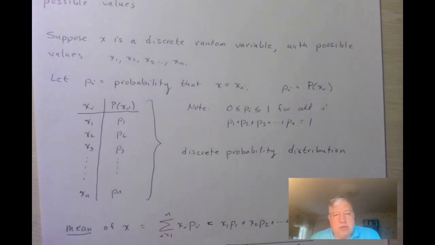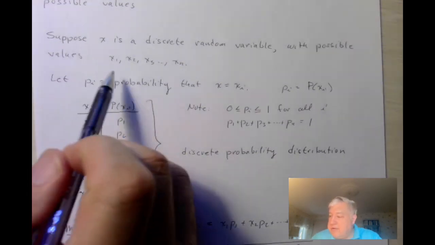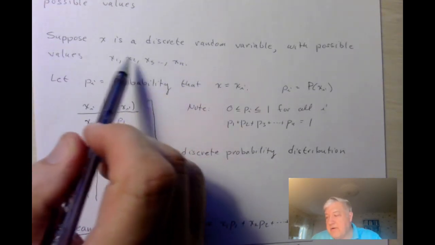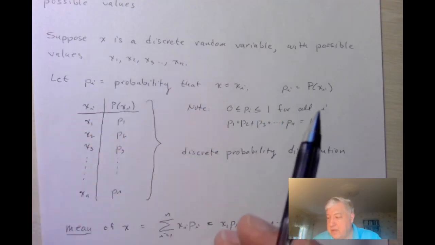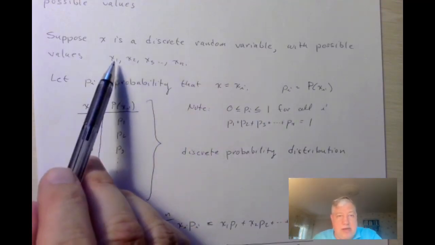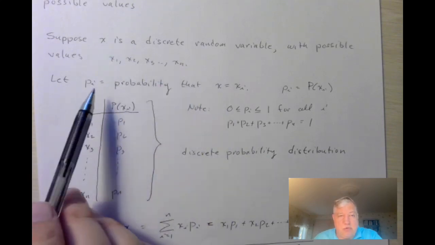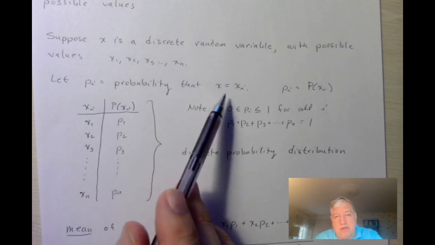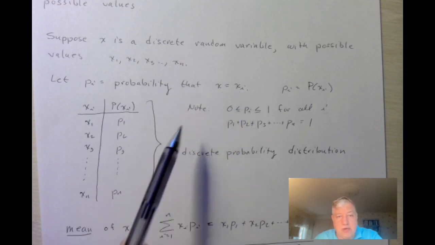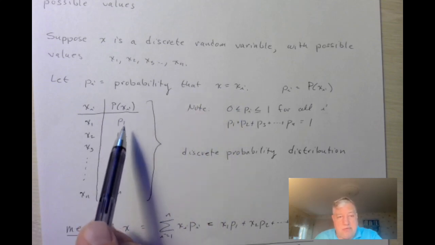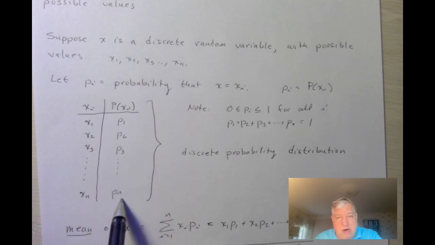So let's just say that x is a discrete random variable, and we're going to assume that in this case there are only finitely many values. So x1 through xn are just numbers, and these are all the possibilities that x can be. Then we can talk about the probability that x is equal to x1, the probability that x is equal to x2, and so on. In fact, we'll let p sub i be the probability that x equals x sub i. So these p's represent all the corresponding probabilities.